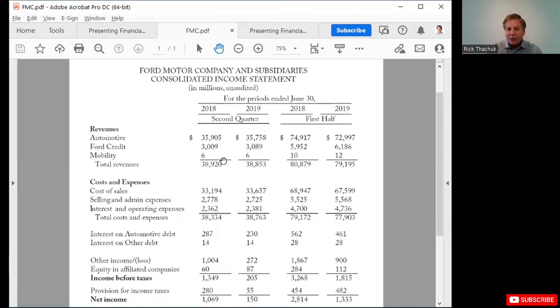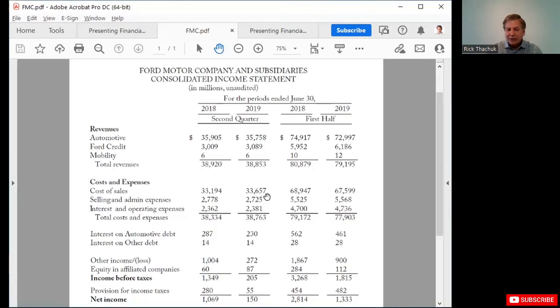Can you try Ford credit revenues, please? Go ahead and try this out loud on your own. So you should have said Ford credit revenues at Ford Motor Company and subsidiaries were 3,089,000,000 US dollars in the second quarter of 2019.